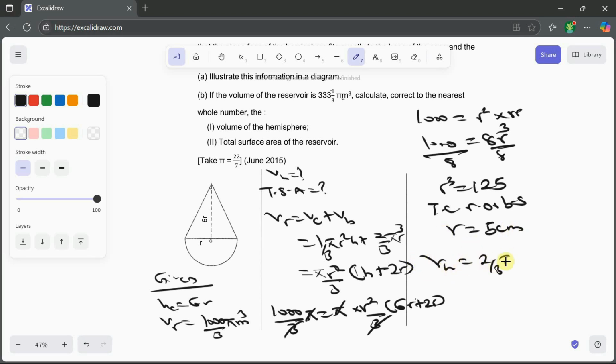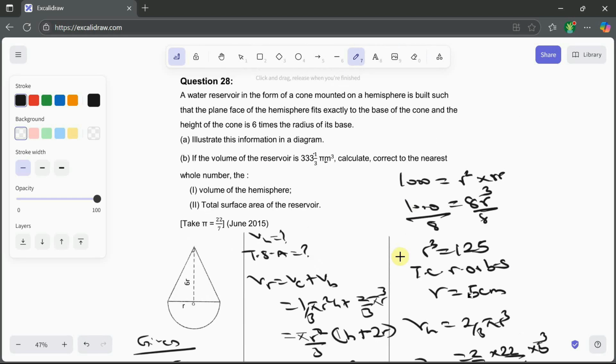Now that we know this, we can find the volume of the hemisphere to be 2 over 3 pi r cubed, and I'll give you 2 over 3 times 22 over 7 times 5 cubed. So 2 over 3 times 22 over 7 times 5 raised to the power of 3. So that will give you 261.9046 centimeter. Is this centimeter or meter?